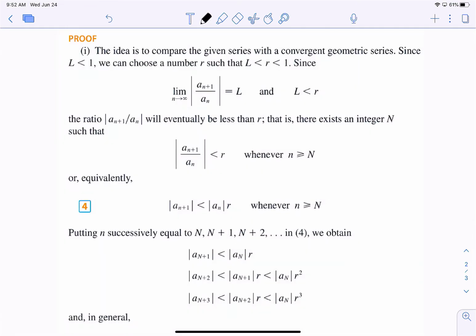Let's look at the proof of the ratio test. And I literally meant look at it. This is out of the textbook. I'm just going to go over this in an overview, and if you want to read the details, I totally support that.